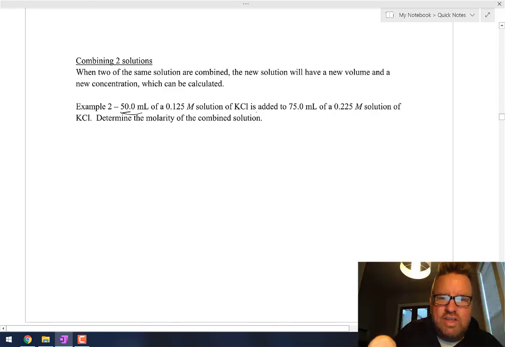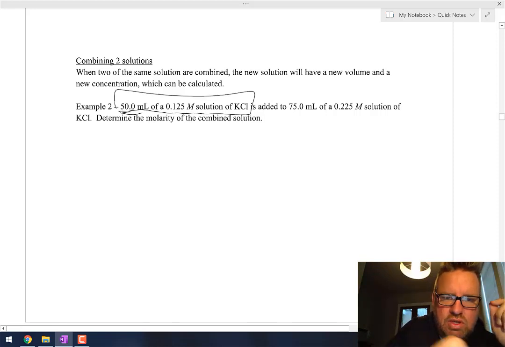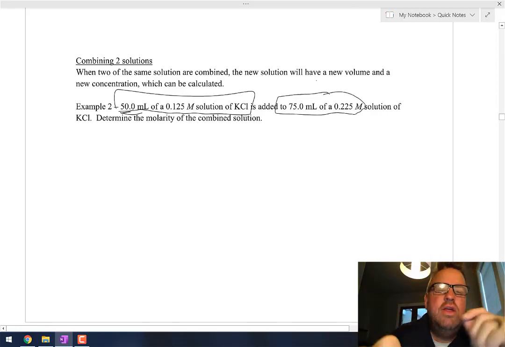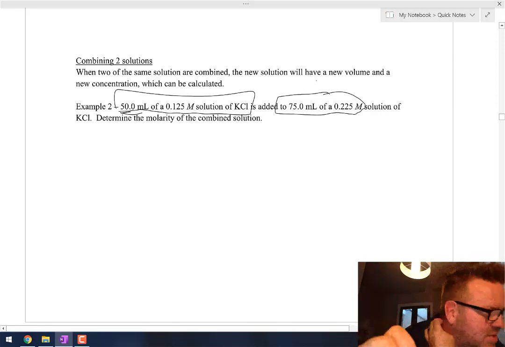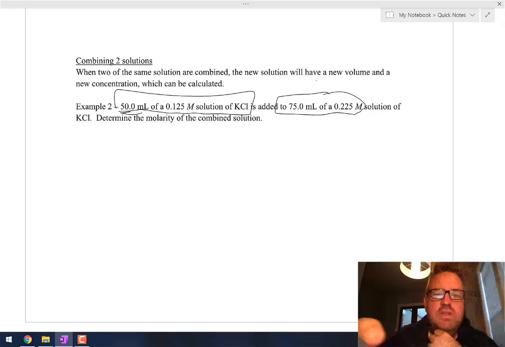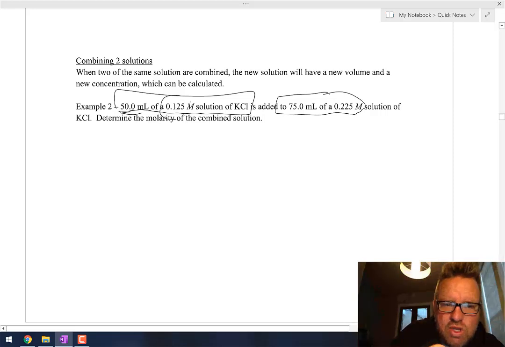So in this case, for example, we've got two different solutions. We've got this solution and we've got this solution. Okay, they're both of potassium chloride, and we want to know what's the molarity of this combined solution. So it's definitely going to be somewhere between 0.125 and 0.225, somewhere in between there. This one's going to go up a little bit. This one certainly is going to go down a little bit.